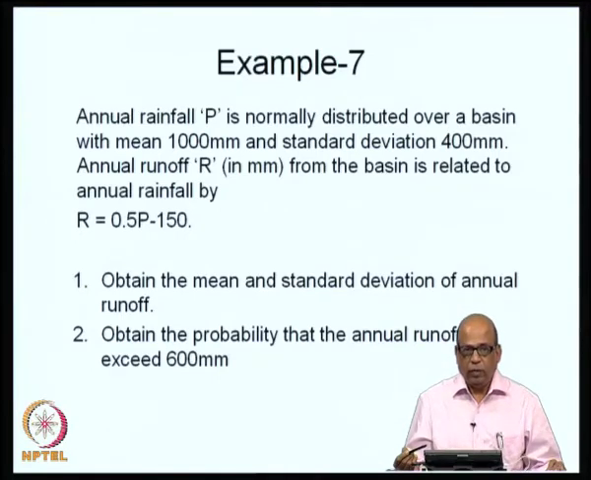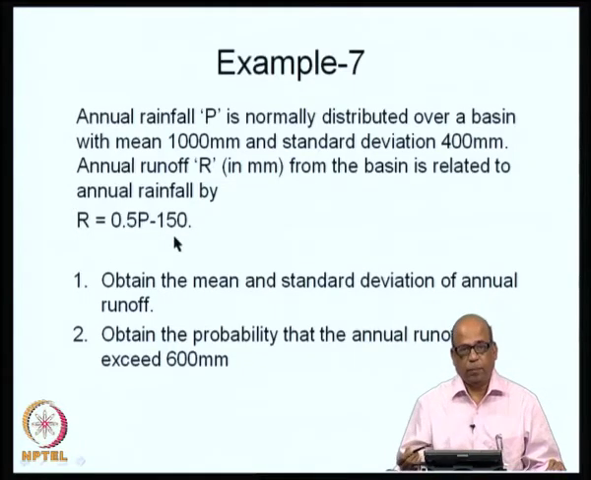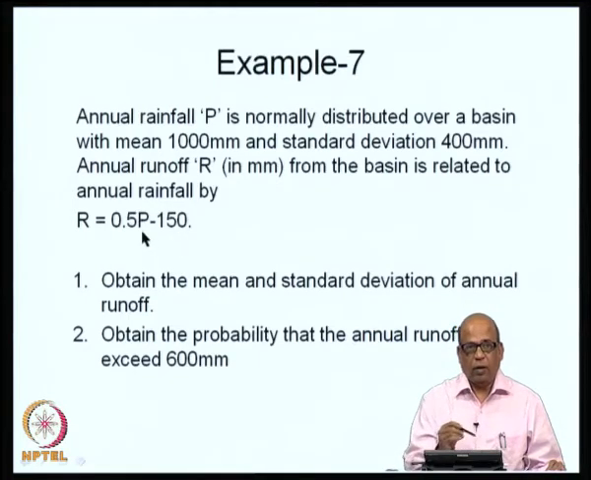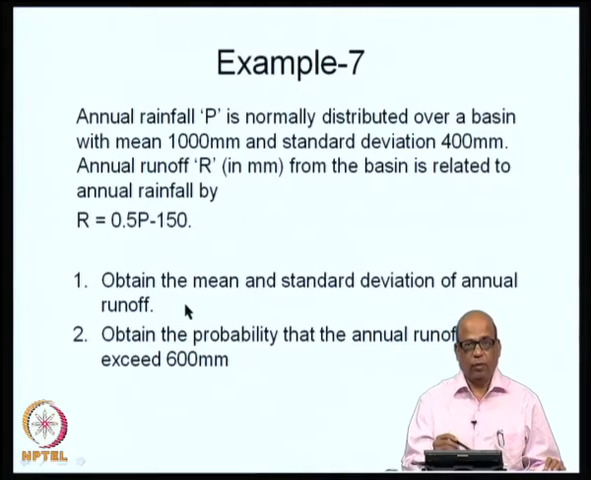This is normally distributed with a mean of 1000 mm and a standard deviation of 400 millimeters. Now, we have an expression which relates the runoff R with the precipitation P, or the rainfall P, as given by R is equal to 0.5 P minus 150. Now, P is normally distributed and we are interested in getting the mean and standard deviation of the annual runoff.